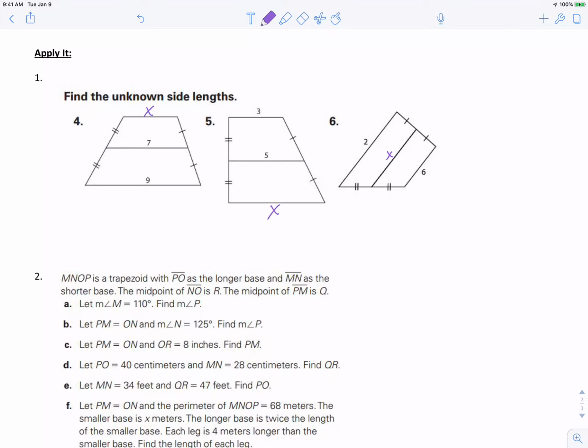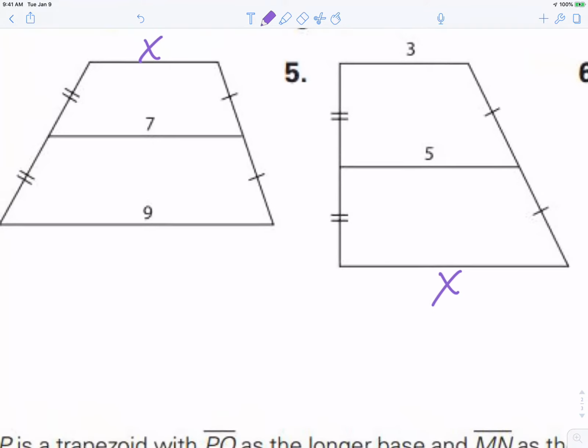This video is going to go over the apply it problems to get you ready to do your homework. Number one, we want to find the unknown side length. So I just put an X on each of the unknown side lengths. So let's look at the first problem.